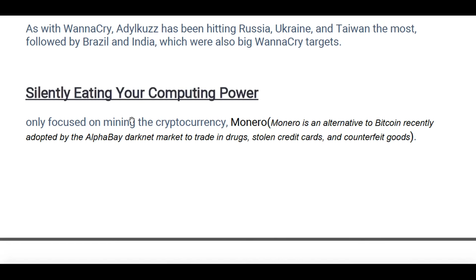So it's only focused on mining cryptocurrency, and through mining, they generate one cryptocurrency that is named Monero. Remember, it is similar to Bitcoin. Monero is an alternative to Bitcoin, recently adopted by AlphaBay. Now, what is the difference between Bitcoin and Monero?